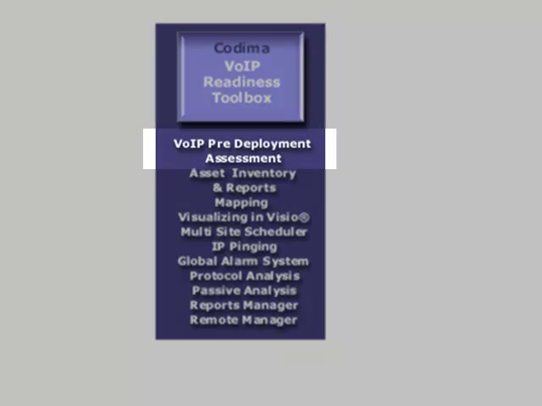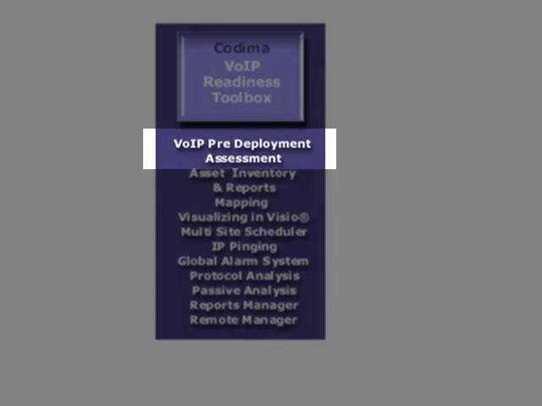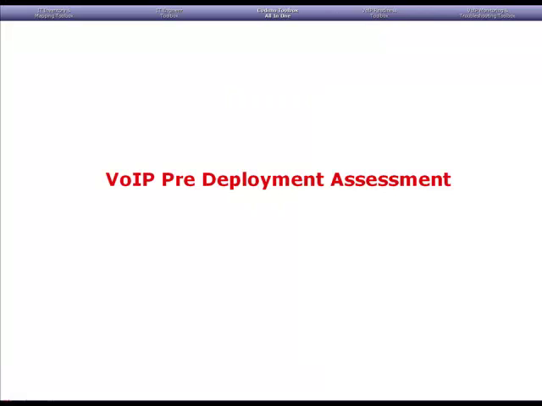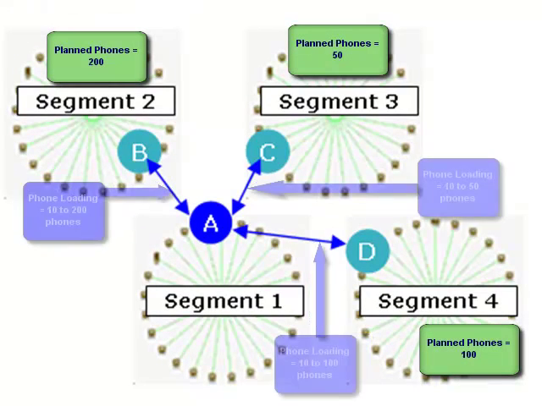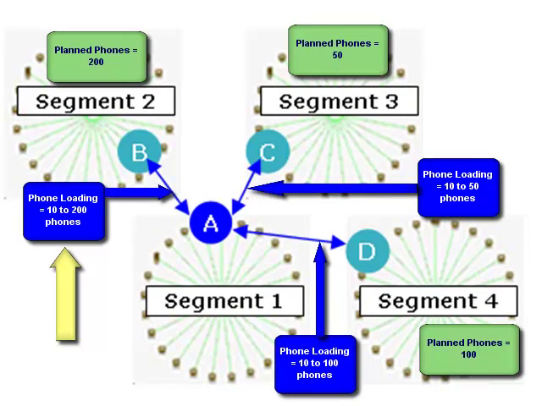I'm going to start with the core tool for this toolbox, which is the VoIP Pre-Deployment Assessment tool. The tool is used on the live network to check if it will be able to handle the planned phone deployment. You can use it to test the different network paths that the voice traffic will use. It allows you to gradually increase the phone loading levels while monitoring the quality of service.